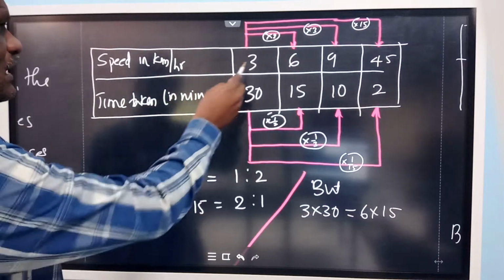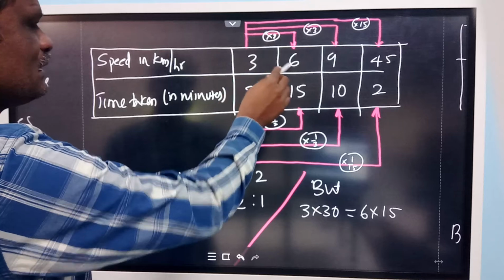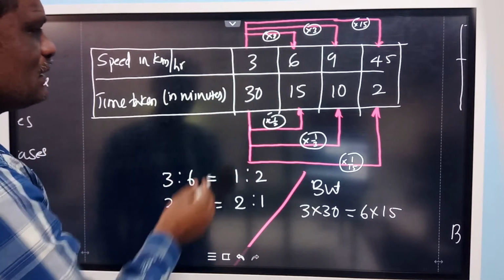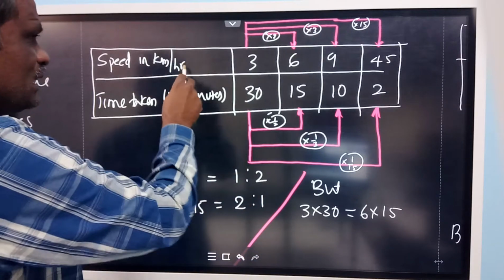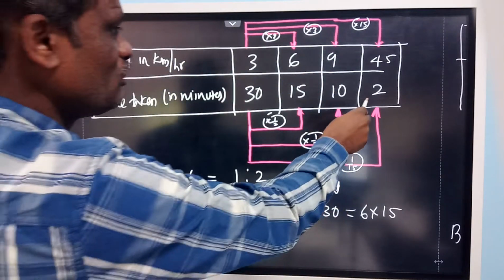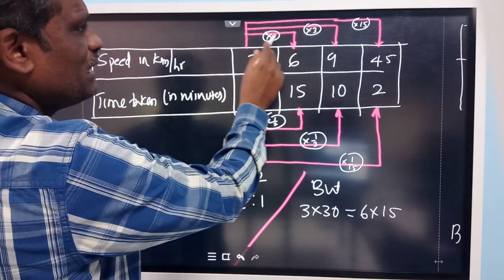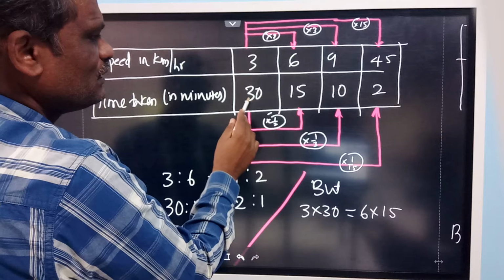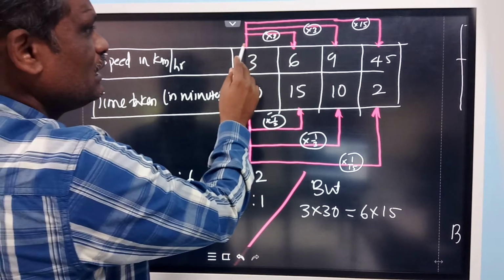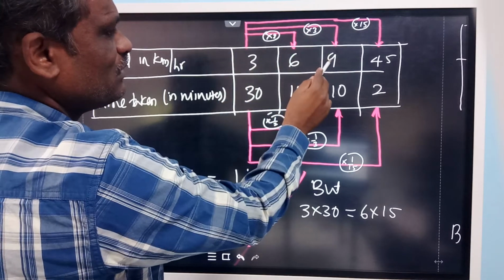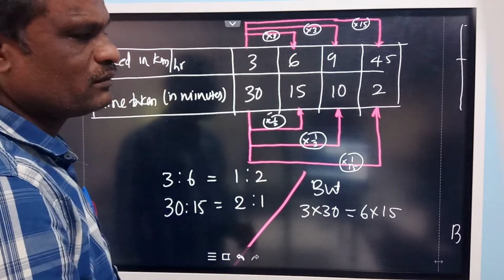If the speed is 3 km per hour, it takes 30 minutes. If the speed is 6 km per hour, it takes 15 minutes. If the speed is 9 km per hour, it takes 10 minutes. If the speed is 45 km per hour, it takes only 2 minutes. Now look at this 3: if you multiply it by 2, it gives you 6. Then 30 divided by 2 gives you 15. Then 3 multiplied by 3 gives you 9, and 30 divided by 3 gives you 10.